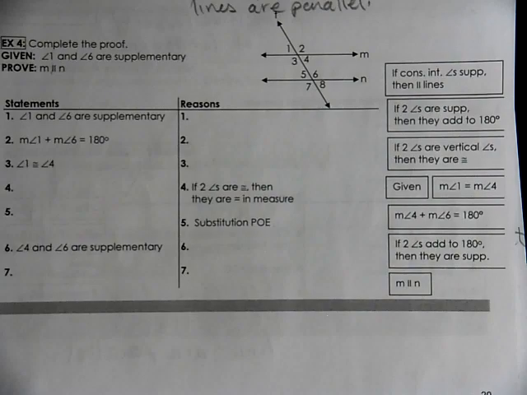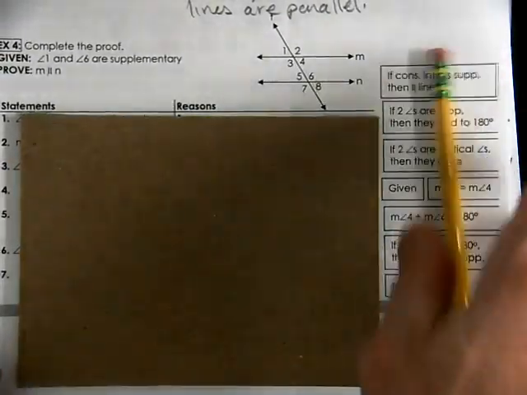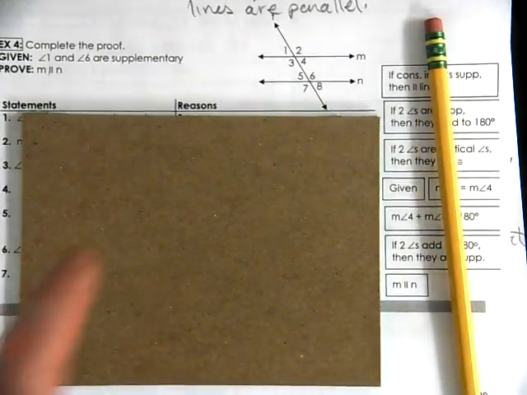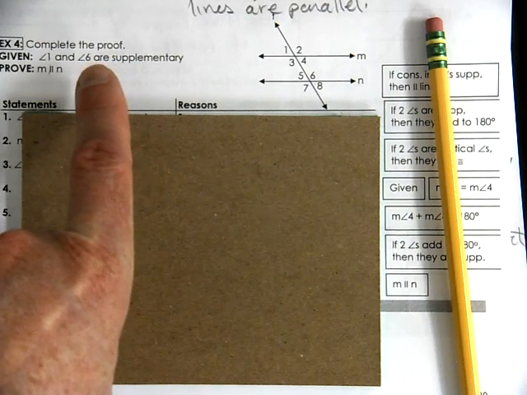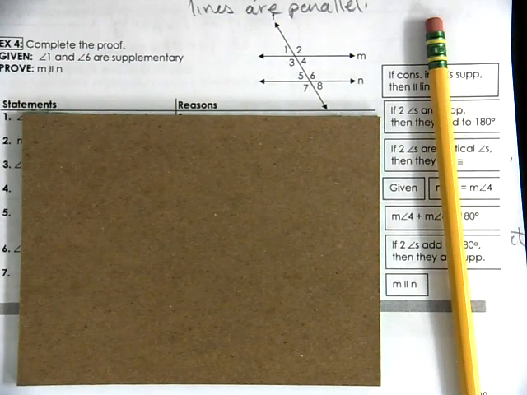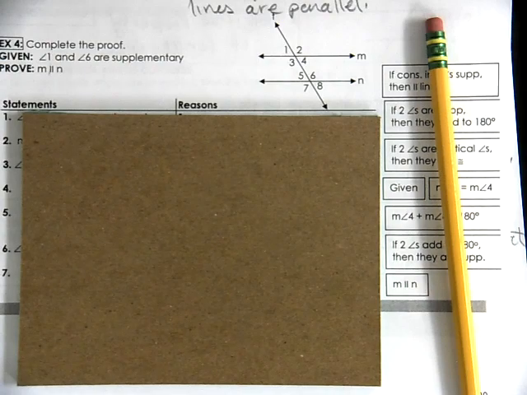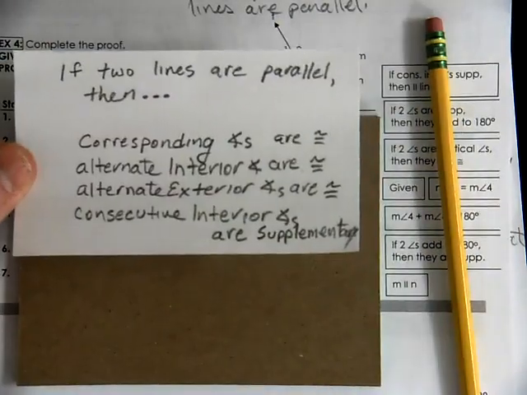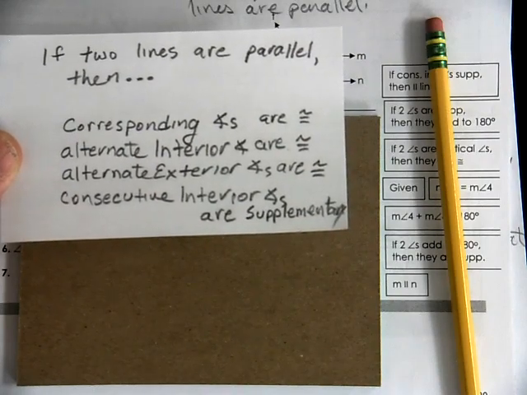So pause the video. We're not filling it in right away. That's not the goal. Don't read your boxes. You're trying to explain to yourself, if you know that these are supplementary, why do the lines have to be parallel? Go ahead and think about that. Come up with a plan. How are you going to make your argument that M and N have to be parallel? Remember, if they're going to be parallel, you're going to need to talk about one of these situations. Which ones of these situations can you get to?